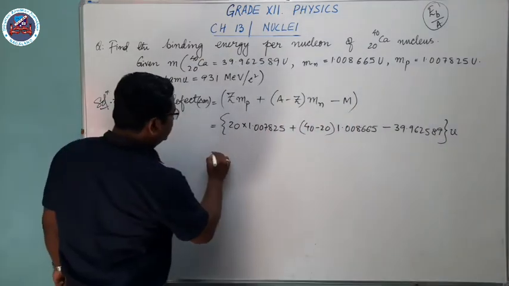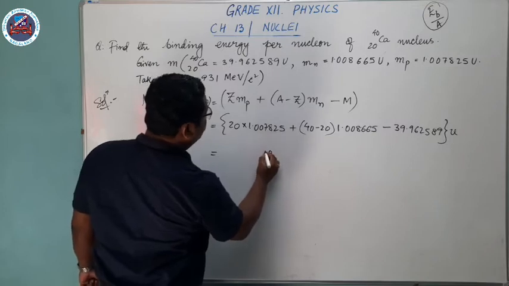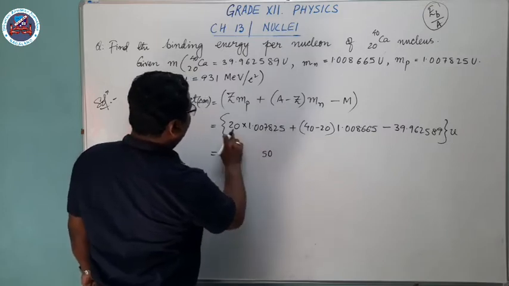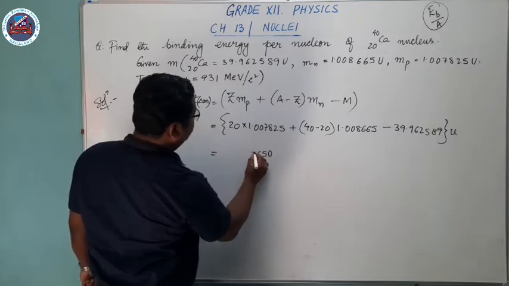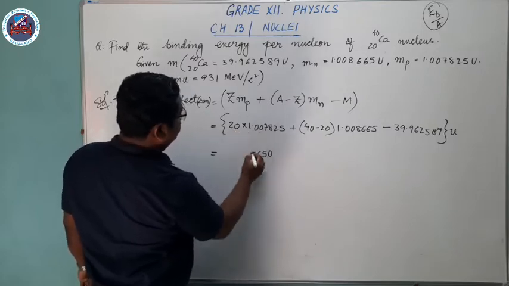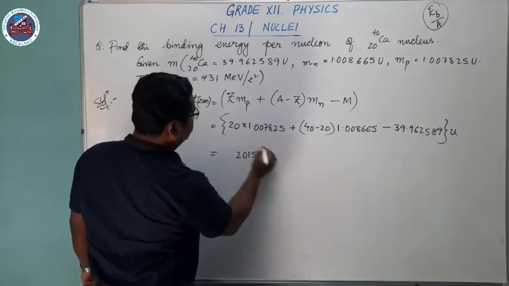So let us calculate here. 2 5s are 10, 0, 1 in hand, 2 2s are 4 plus 1, 5, 2 8s are 16, 6, 1 in hand, 2 7s are 14, 15, 5, 1 in hand. So this will be 1, 2 zeros are 0, 2 1s are 2, and 1 0 is there.